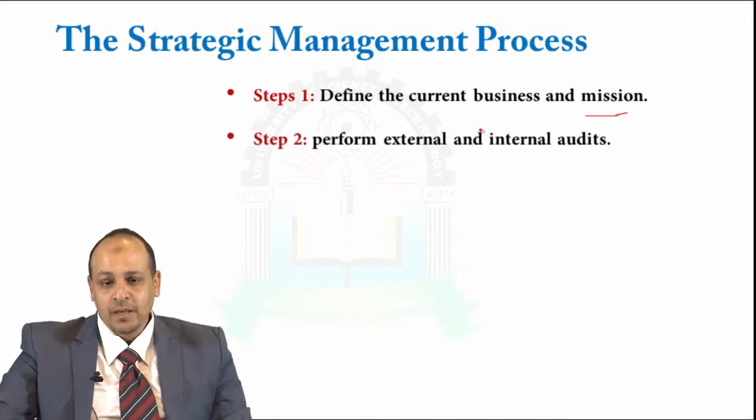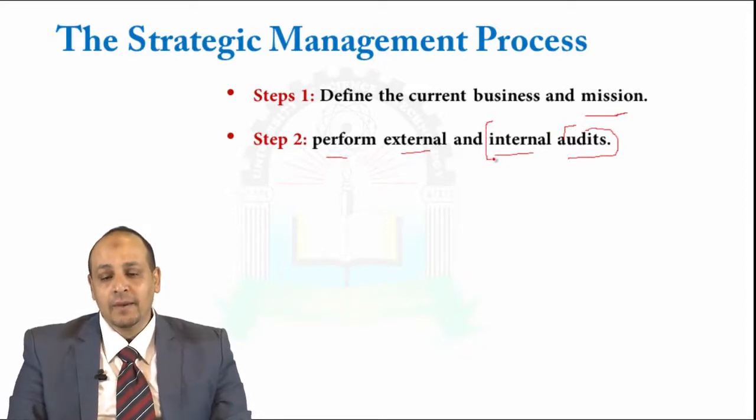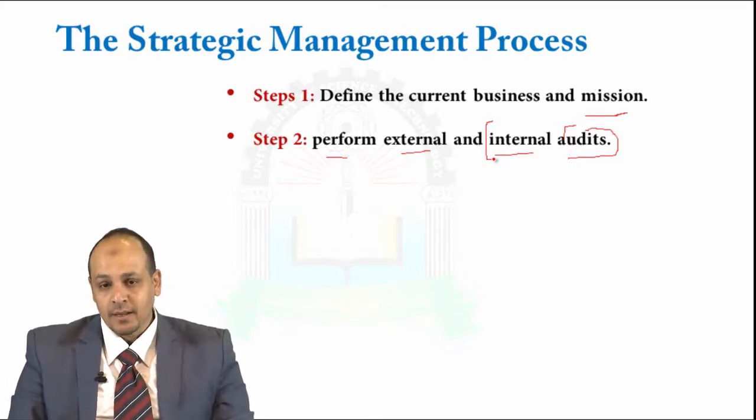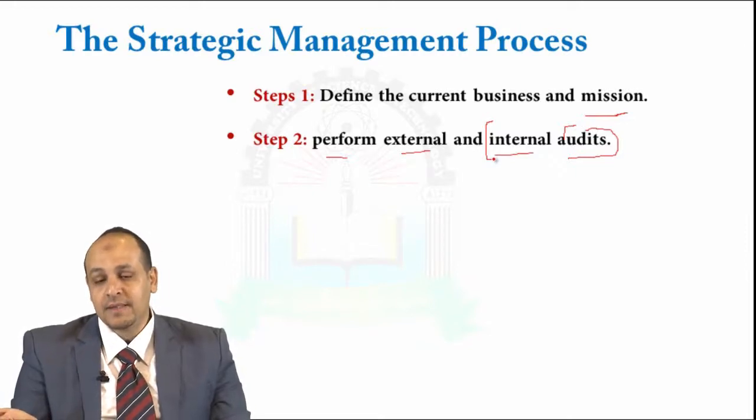Now step number 2, before we achieve this strategy, we need to perform external and internal audits. Here we talk about the kind of factors. These factors are internal and external. When we talk about internal audits, we're talking about what the company has in terms of, let us say, financial capabilities, the competencies of the employees, the brand name, the location of the business itself, the reputation, etc. These internal factors can help the company balance its own strategy according to its own strengths.